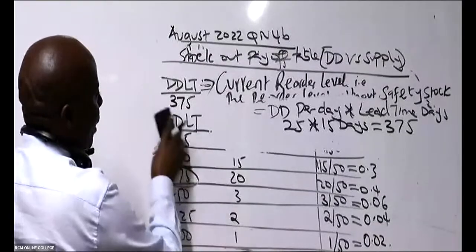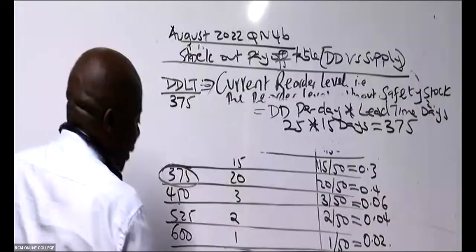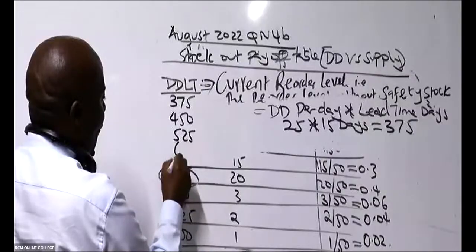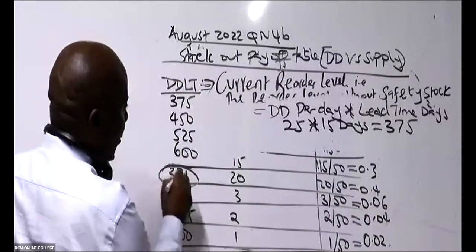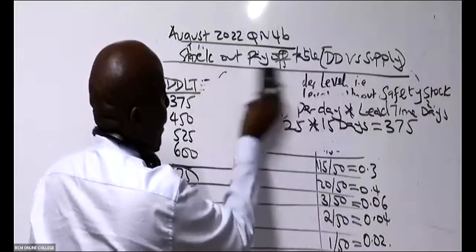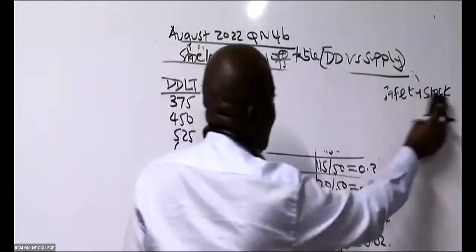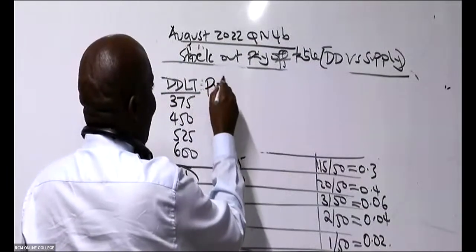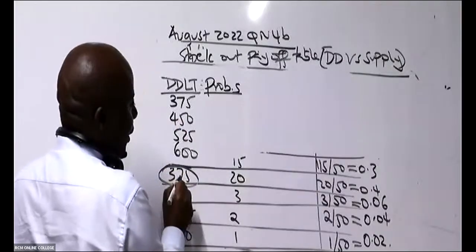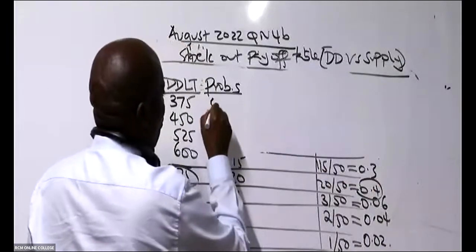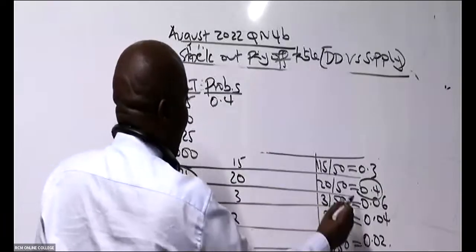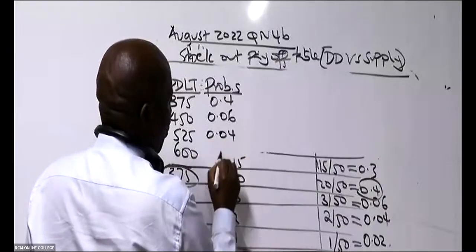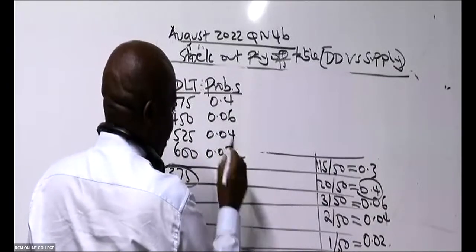I write all the others downwards. So 375, then we have 450, then we have 525, then we have here 600. And then their probabilities are given. So we come here and write probabilities. So the probability of 375, I know is 0.4. The probability of 450 is 0.06. The probability of 525, I can see is 0.04, and then the last one is 0.02.